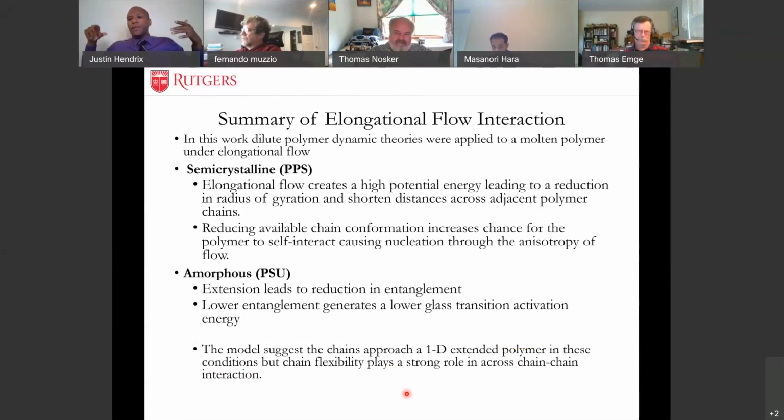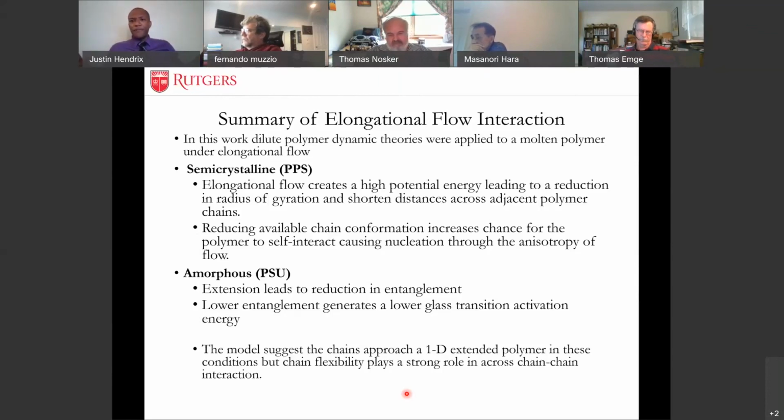And then, when looking at semicrystalline, what we actually found is that this creates a high potential energy for polyphenylene sulfide, reducing the radius of gyration and shortening the distance between adjacent chains, causing hindrances to occur. This change in conformation, we believe, increases the chances for self-interaction, due to this highly anisotropic flow.